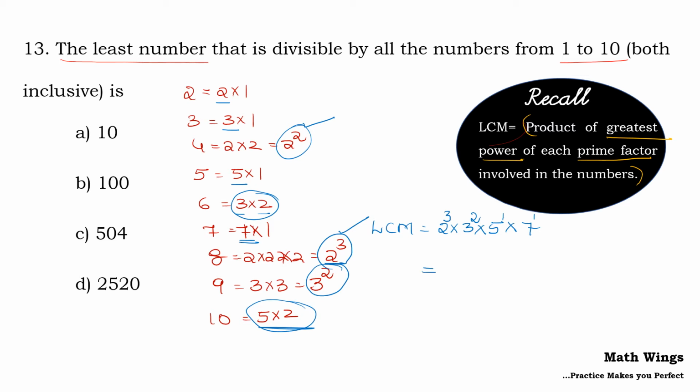Now let us multiply and get the answer. 2 cube gives us 8. 3 square, 3 into 3, gives us 9, into 5 into 7. So you can just multiply 8 into 9, 5 into 7. So 8 nines are 72, into 5 sevens are 35. That is equal to 70 plus 2 into 35.